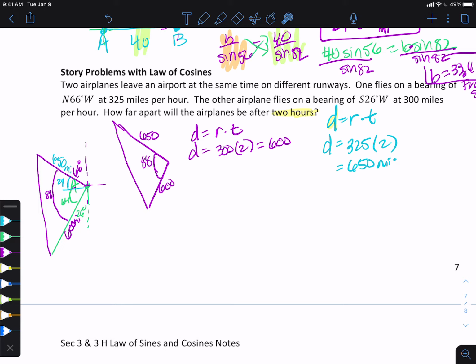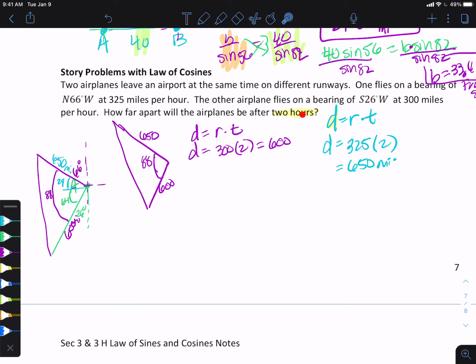Now on this one, I have no information about these angles and I don't know the side that's across from the angle that I know. So I cannot use law of sines. I also have no other way of finding these angle measurements. So what I'm going to do is use the law of cosines.